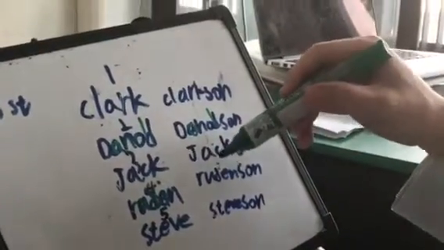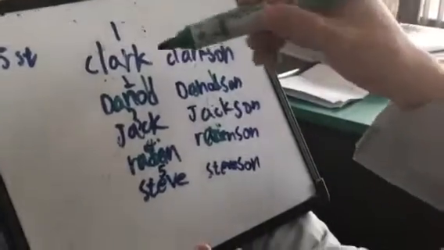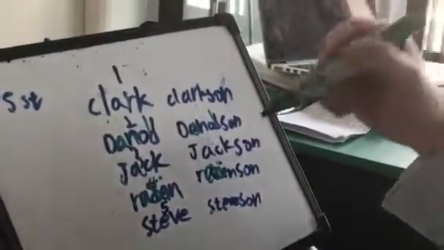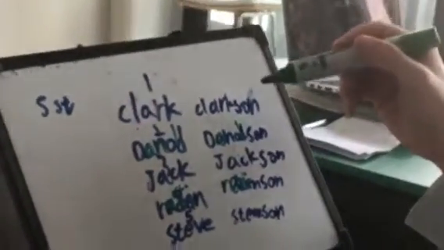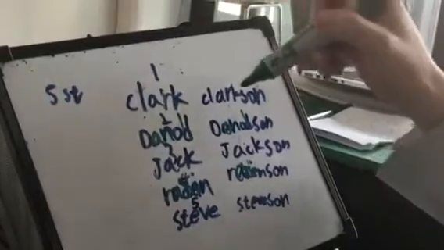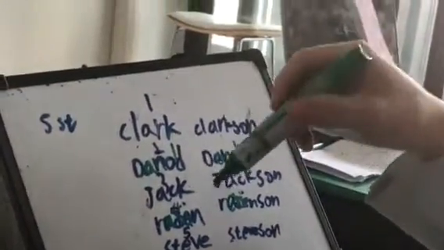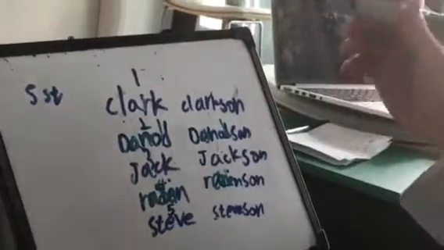And then, funnily enough, their last names are, well, it's not the same last name for each person. So it's Clarkson, Donaldson, Jackson, Robinson, and Stevenson. So you add SON to the name, but they could be for different people. So it could be Clark Donaldson, Jack Jackson. It might be Jack Stevenson, right?